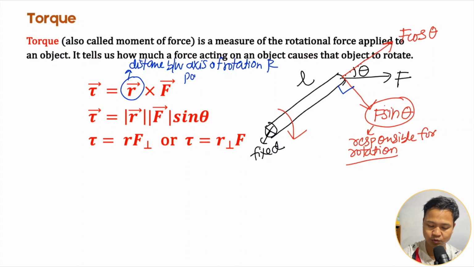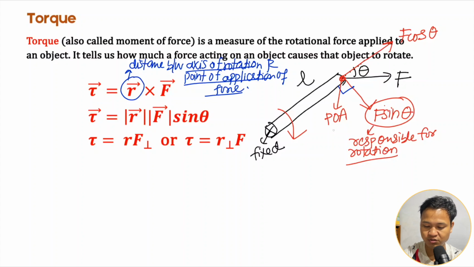and the point of application of force. Okay, R depends on the distance between the point of application of force and the axis of rotation. So axis of rotation and the point of application of force are in the figure here. So this point if you see, this is the point of application of force. Okay, the rod is fixed here, this is the axis of rotation.